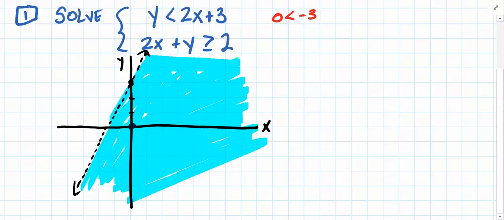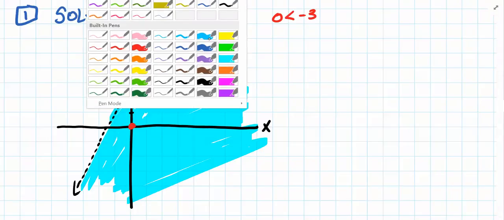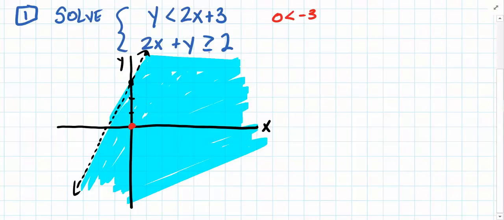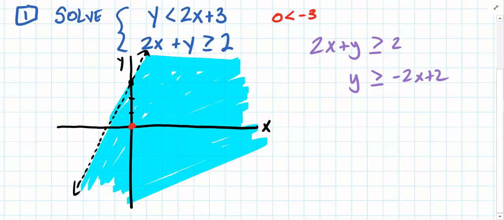Big highlighter there. Now the next one I'm going to do in purple, and I have 2x plus y is greater than or equal to 2. So I want y is greater than or equal to negative 2x plus 2. Let's not mess this one up. So if I go up to positive 2, 1, 2, and then I go down 2 and over 1. Is my line solid or dashed? It's going to be a solid line. So I go solid line right here.